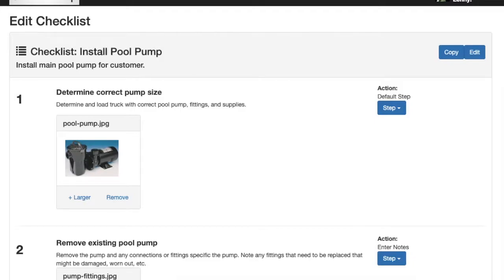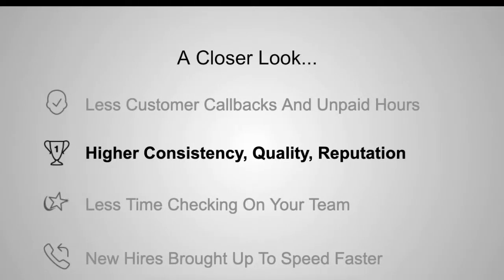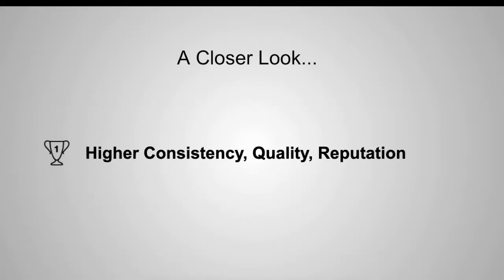With everyone having the right instructions, all the information they need, they can get the job done right the first time. This can result in less costly rework for your business. Let's take a closer look at how OnsiteSnap can help your team have higher work consistency, focus on quality, and in the end, cultivate a better reputation.